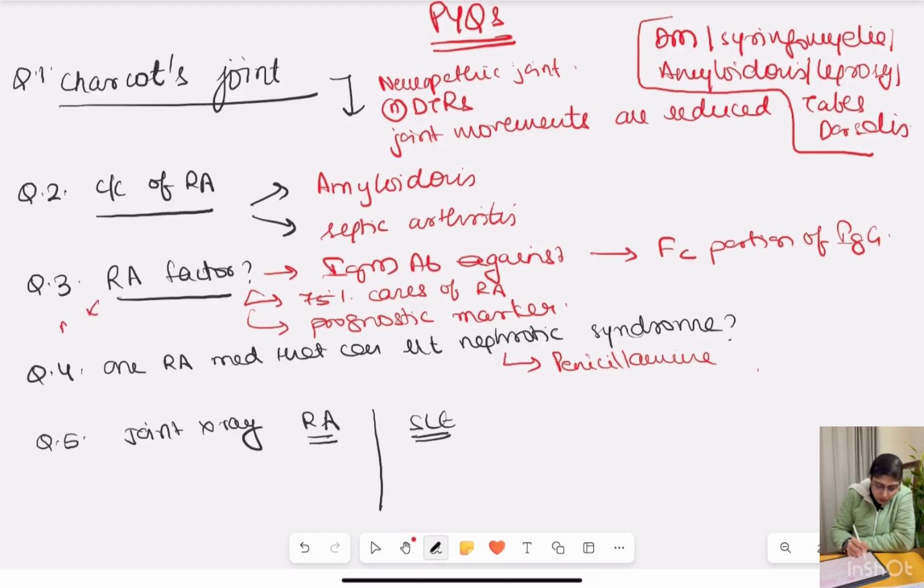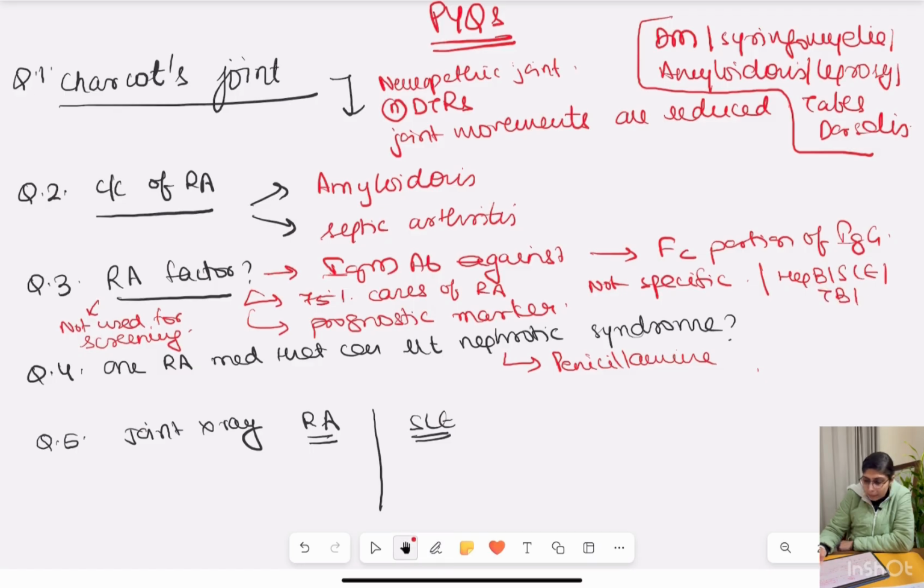Also remember, RA factor is not used for screening. If you suspect rheumatoid arthritis, you cannot get RA factor done to tell that yes, this one has RA. It is not specific for RA, but it can be used for prognosis and monitoring. A negative RA factor does not rule out rheumatoid arthritis. And a positive one can also be found in hepatitis B, in SLE patients, in TB patients, and in 5% of the normal population.